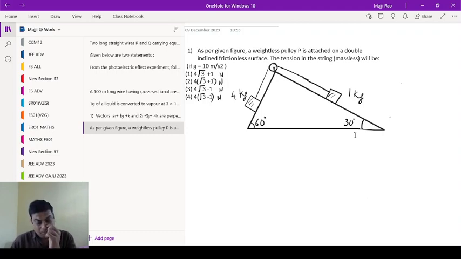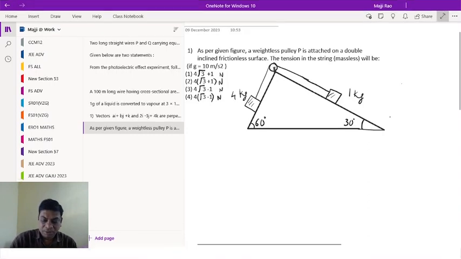I have taken this time two questions from mechanics. One is from Newton's laws of motion and the other is from moment of inertia. These questions were asked in the morning shift of 24th January 2023 JEE Mains exam. Okay, so let us start solving the first question.